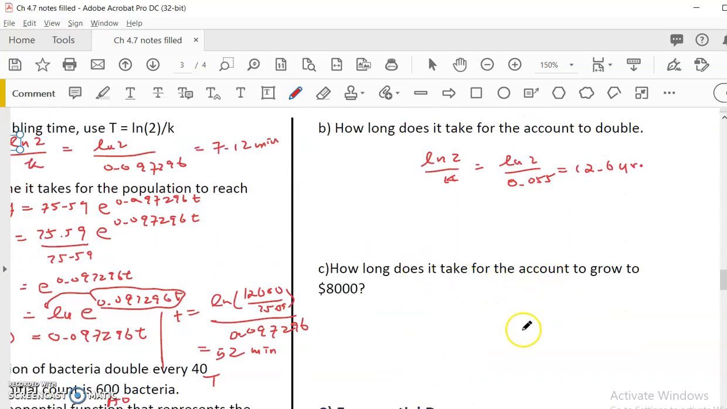Okay, how long does it take for it to grow to 80,000? So the initial value was 32,000, so 80,000 would be A. 32,000 is initial, times e to the 0.055 t, right? So this is solving an exponential equation again. Divide by 32,000 on both sides. So we can say 80 over 32, because we divided by 1,000. We can simplify it a little bit, but do not write it as a decimal number.